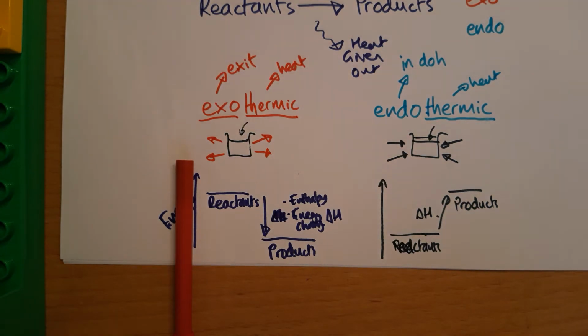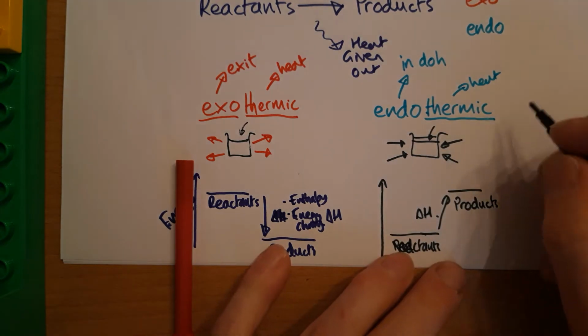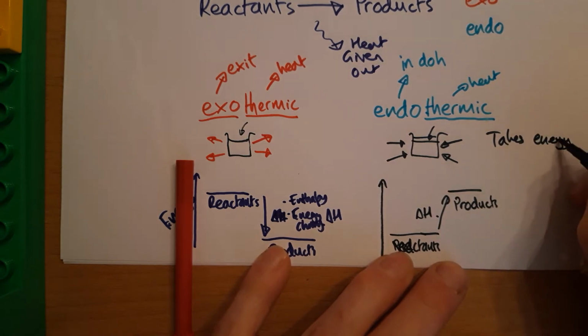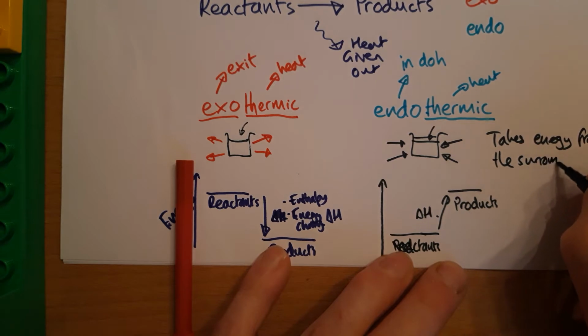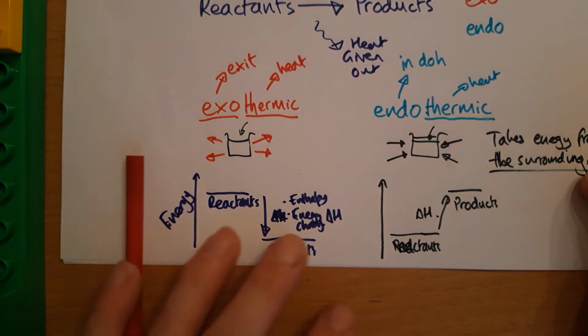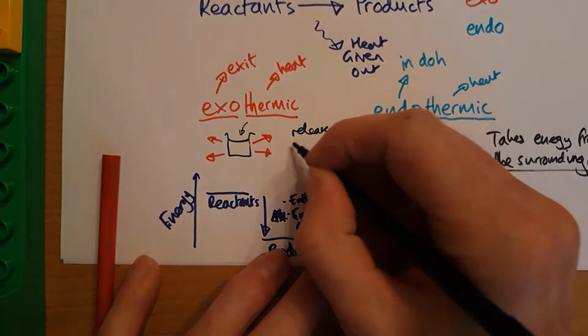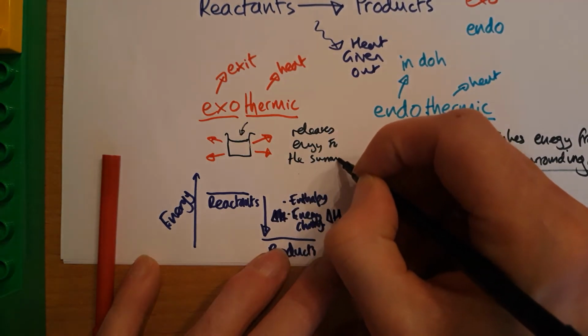So the way that the examiner wants you to talk about this is: an endothermic reaction takes energy from the surroundings. The surroundings bit's really important. And an exothermic reaction releases energy to the surroundings.